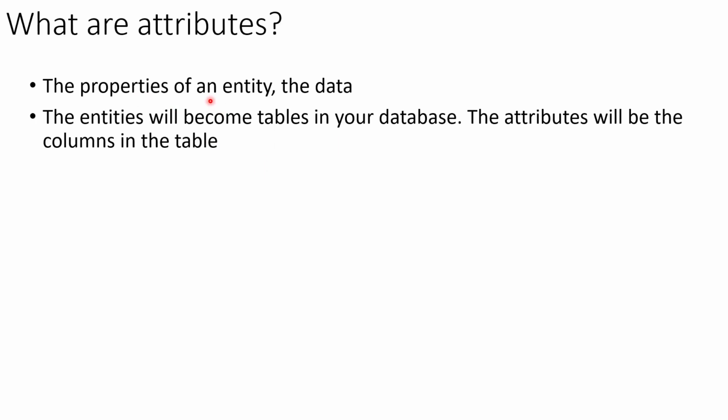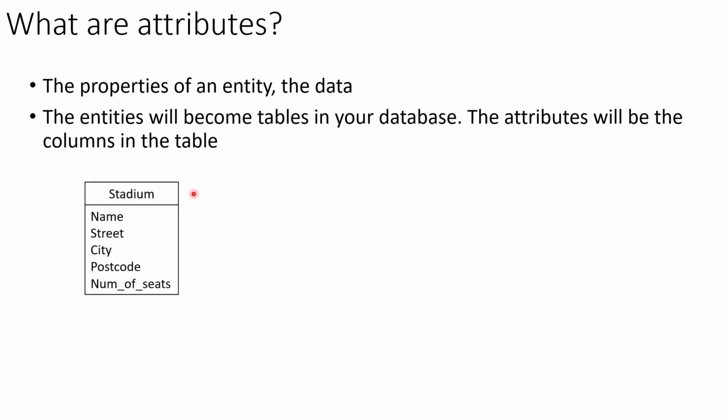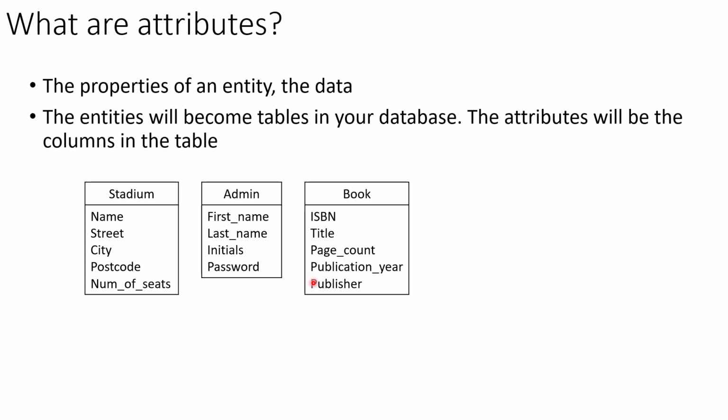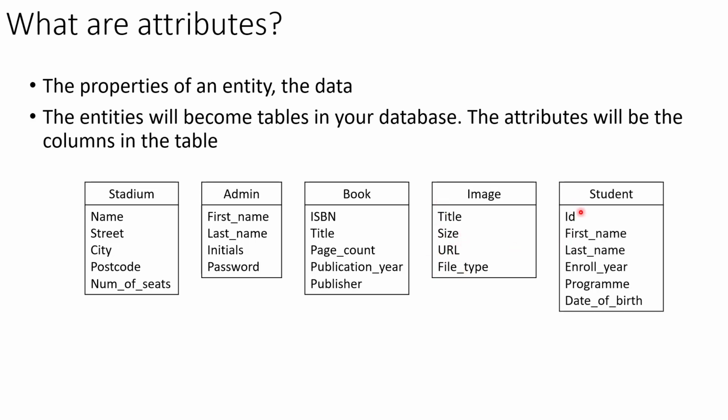All right, so they are properties of the entity, meaning the actual data of that entity. And once we move further towards actually implementing our database, the entities will, in most cases, become our tables in the database, and the attributes on the entities will be the columns in the table. So you might have a stadium, and there are a couple of attributes: name, street, city, postcode, number of seats, for example. You could have an administrator with first and last name, initials, and password. The book might have some attributes, and an image can have attributes: file type, URL, title, size, and so on.